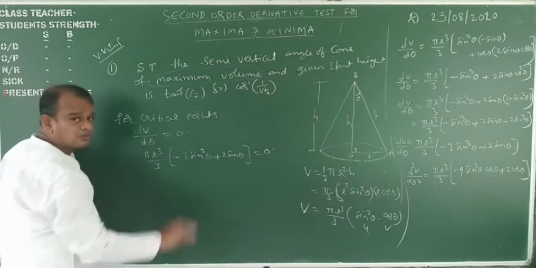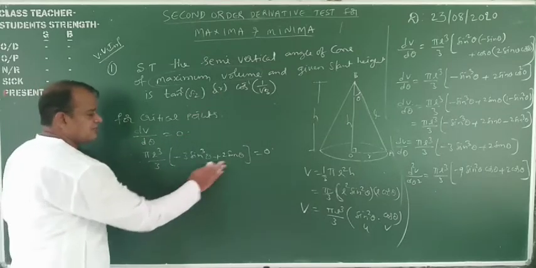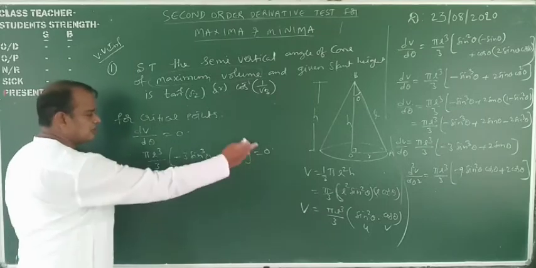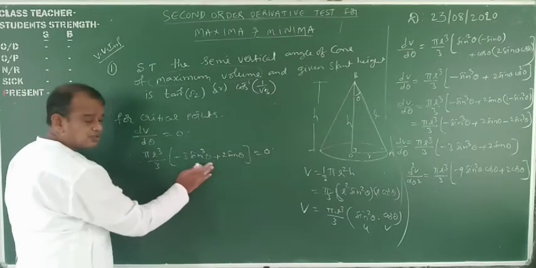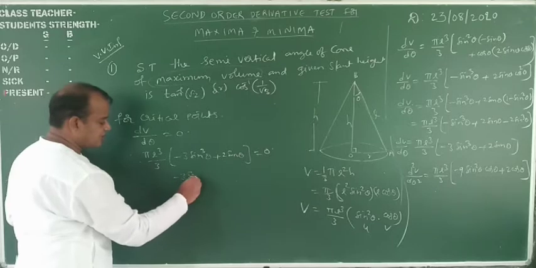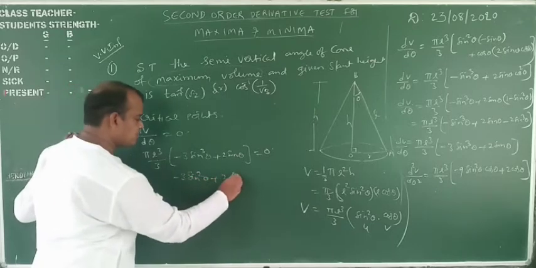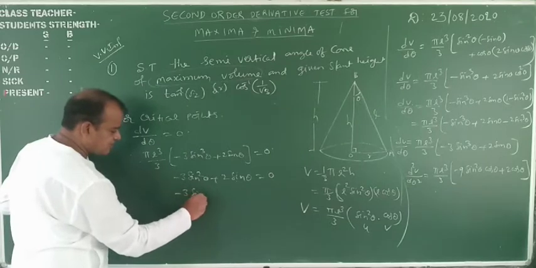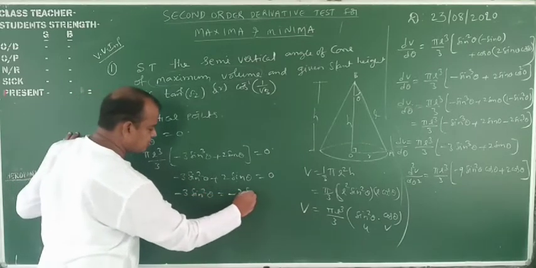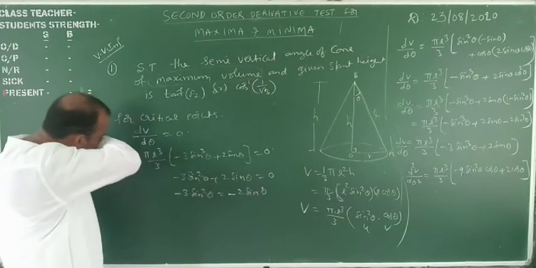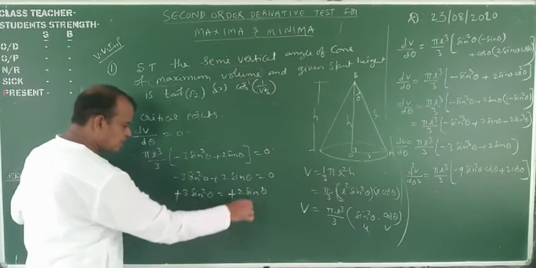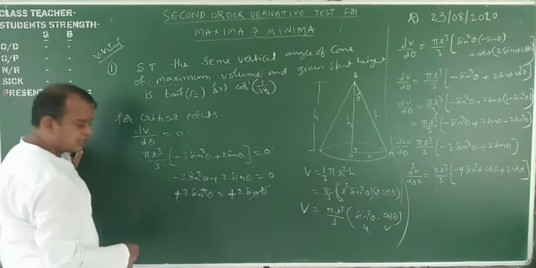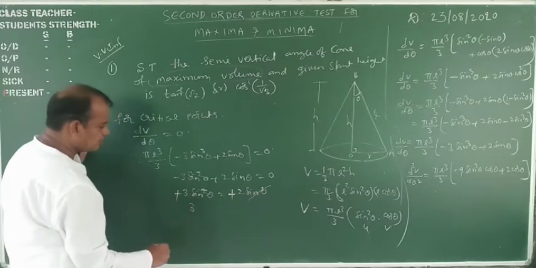For example, if L equals 0, there is no cone. It is a product of terms, so one of them must be 0. This value is not equal to 0, so the other term must be 0. Minus 3 sin square theta plus 2 sin theta is equal to 0. Here minus 3 sin square theta is equal to minus 2 sin theta. The minus signs cancel, and one sin theta cancels. What is the remaining term?